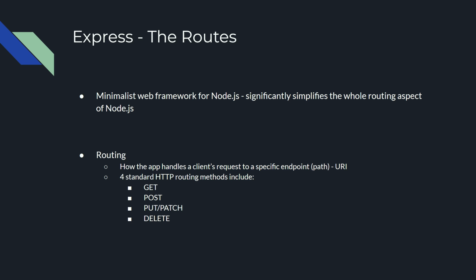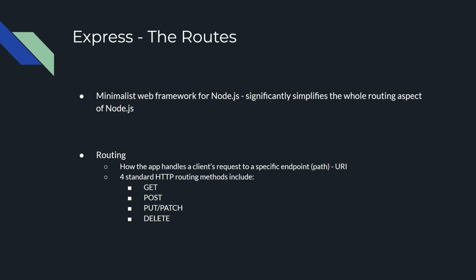So when it comes to routing, what is routing? Routing is how an application handles a client's requests to a specific endpoint or path, which is called a URI. So when a client or consumer, let's say on an application, pushes a button to retrieve something, routing will help direct that request to where it needs to go, to the logic that it needs to go to, into whatever the database part that needs to reach back to.